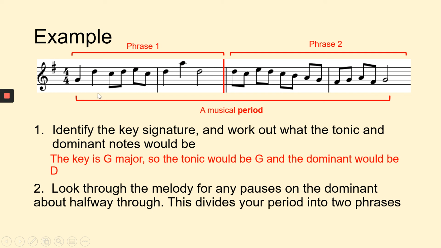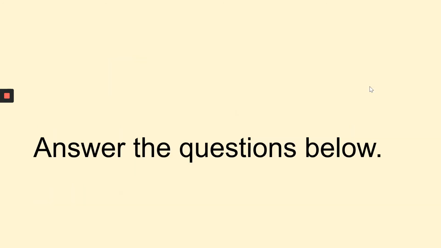We can say that our first phrase uses more crotchets and has a minim at the end, whereas our second phrase is almost entirely made up of quavers and therefore has a faster rhythm. These are effective ways of breaking down a melody and describing how it works. Now, with all of this in mind, answer the questions below.